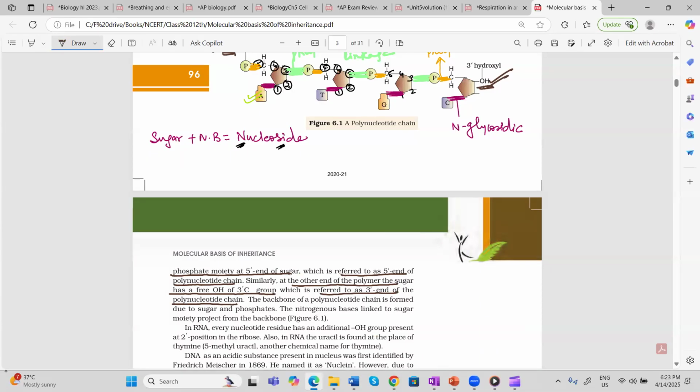And this is the backbone of DNA. Who is making the backbone? Backbone is made by sugar and phosphate.